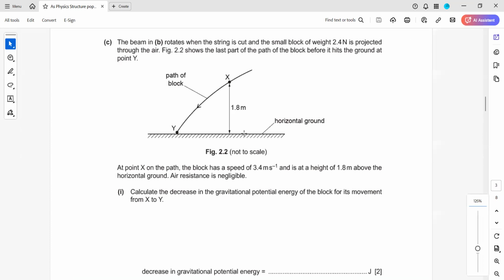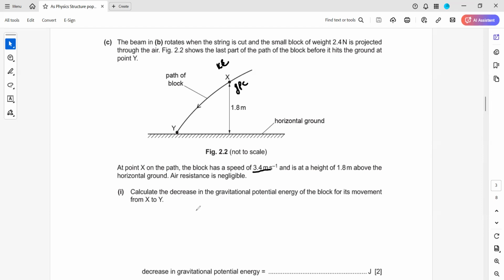The beam in B rotates when the string is cut and a smaller block of weight 2.4 Newton is projected through the air. Figure 2.2 shows the last part of the path of the block before it hits the ground. At point X on the path, the block has a speed of 3.4. So it's moving, so it has kinetic energy, and it is at a certain height, so it will also have gravitational potential energy. Calculate the decrease in gravitational potential energy as it moves from X to Y. So the decrease in potential energy is mgh, where h is the change in height.